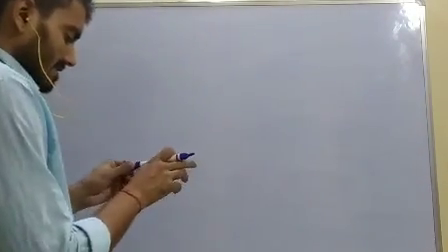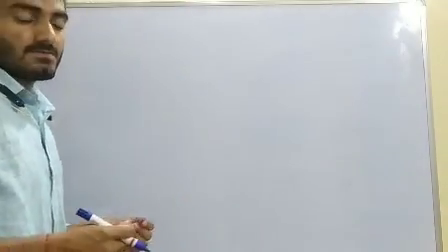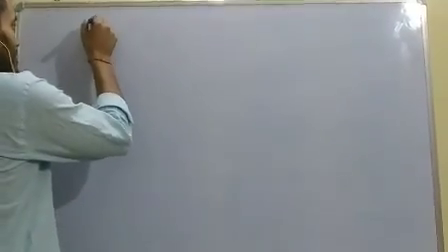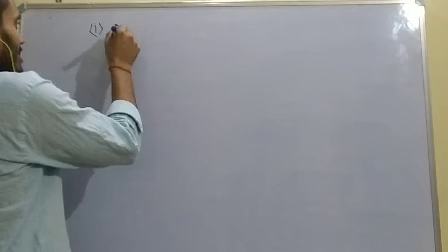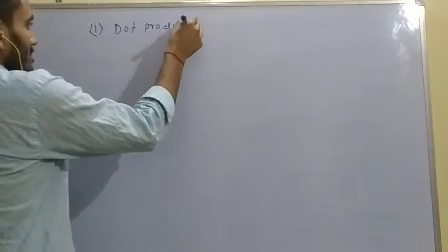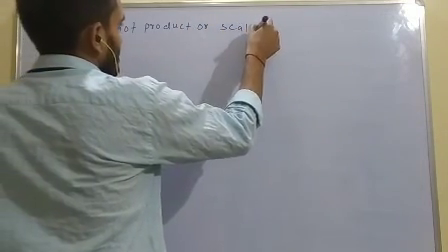Today we will discuss the product of vectors. There are two types of product. First, the dot product, or a scalar product.